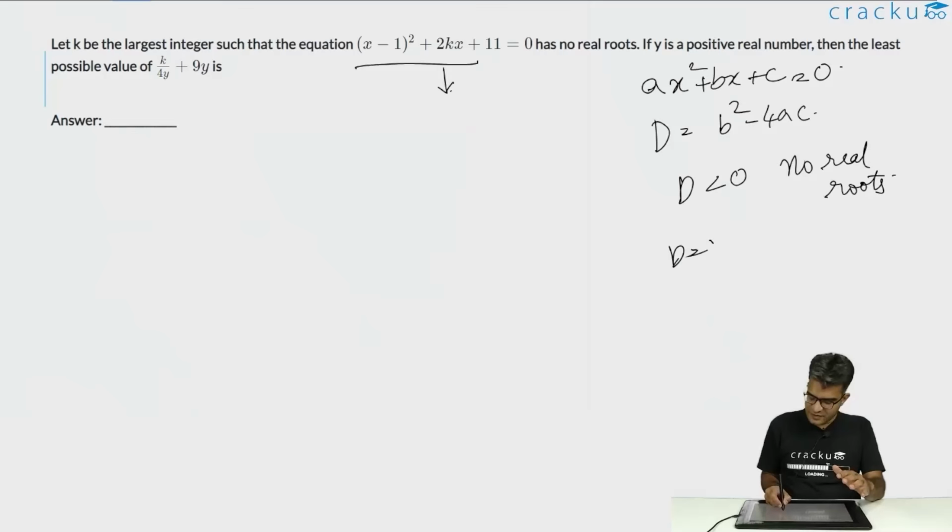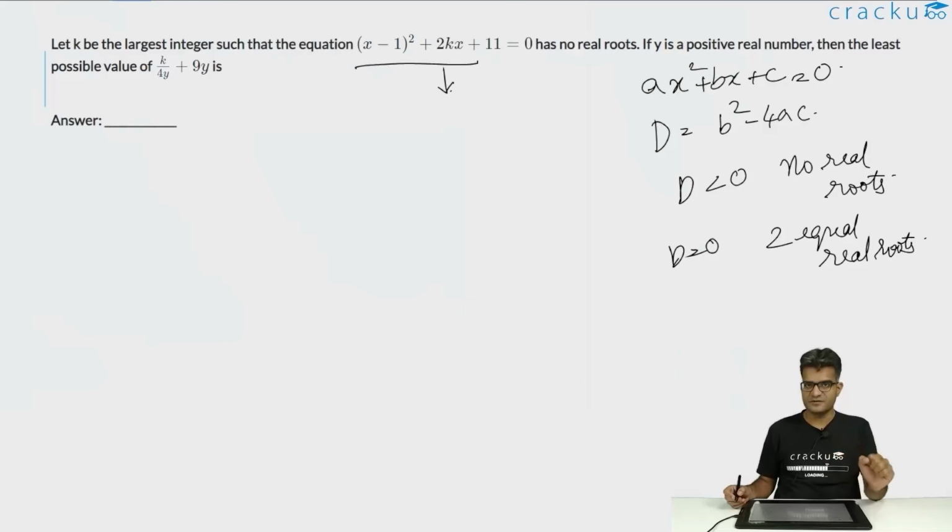If d is equal to 0, it has two equal roots, that is both the roots are real and equal to each other. It is basically a perfect square, which is of the form (x minus a) whole square is equal to 0. If d is greater than 0, it will have two distinct real roots.